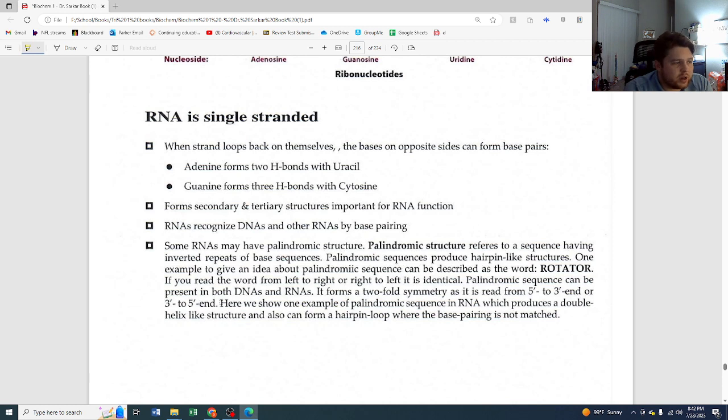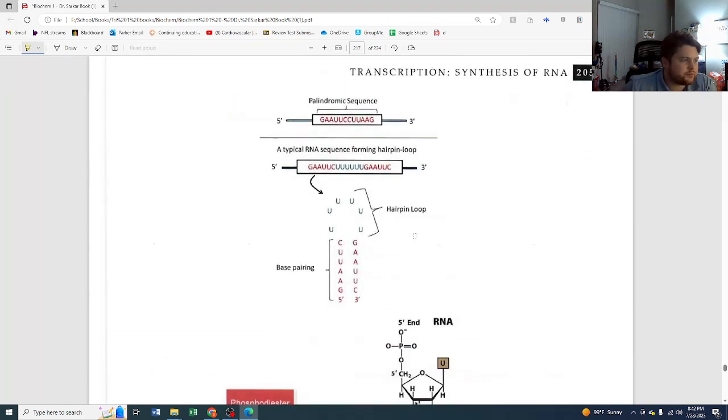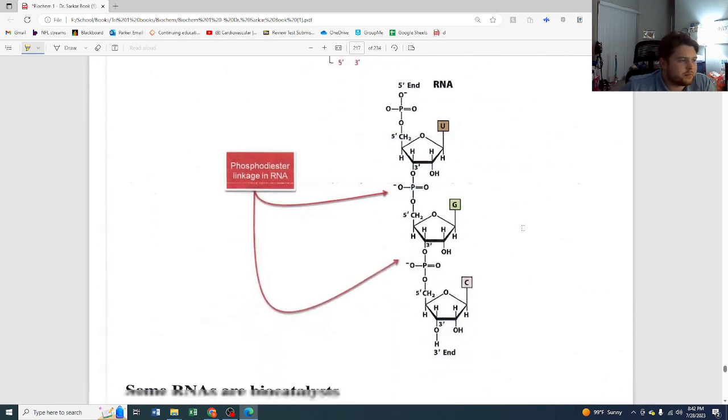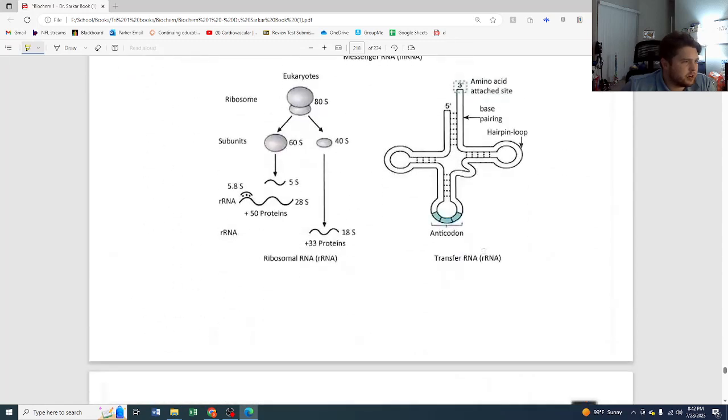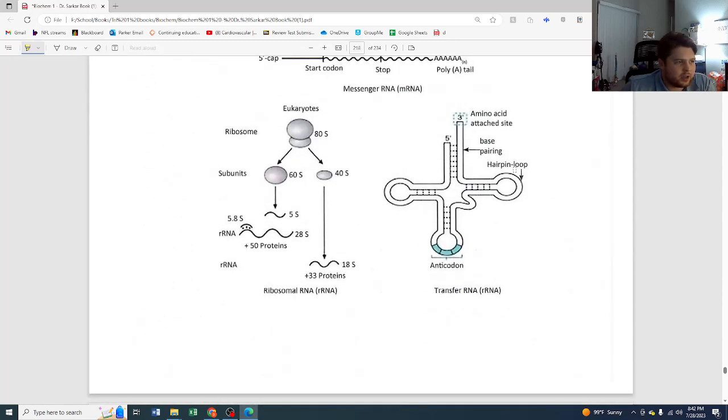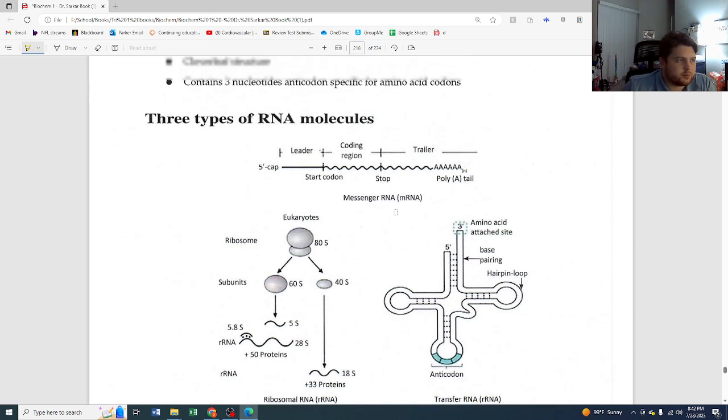Here we show one example of a palindromic sequence in RNA, which produces a double helix-like structure and also can form a hairpin loop where the base pairing is not matched. So here we have this palindromic-like structure, and these will match up, but this part here does not, so it forms a hairpin loop. Let me see if there's a better picture. These are better pictures of these hairpin loops, where you have the bases pairing and connected here, and then you get hairpin loops where these do not actually bind together, so they form these loops.